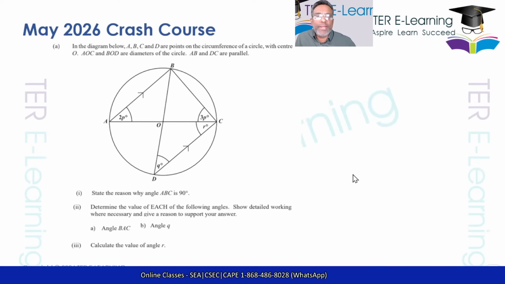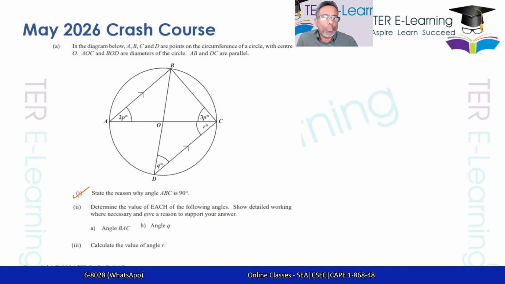All right, so here's what's happening here. We have these points A, B, C, D on the circumference of a circle with center O, and we want to state with a reason why angle ABC is 90 degrees. So where is ABC? This is A here, this is B, and this is C here.